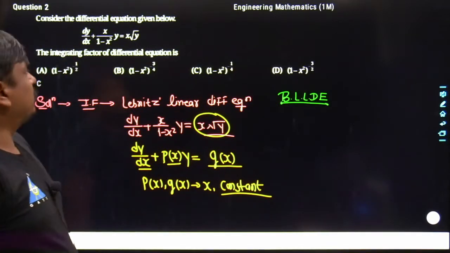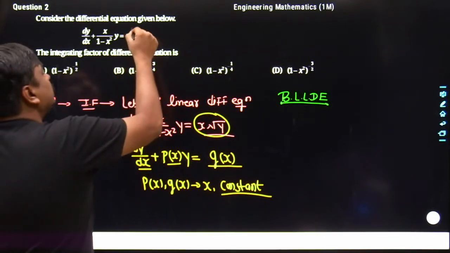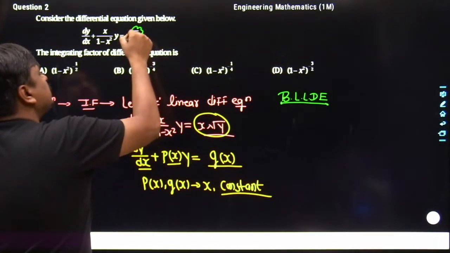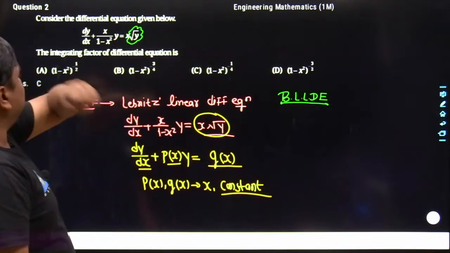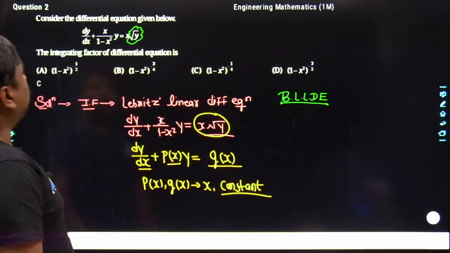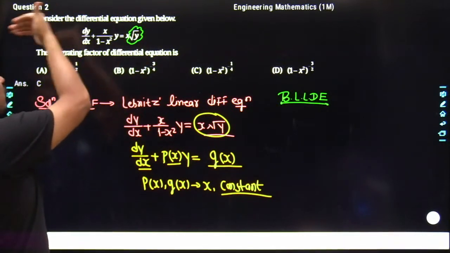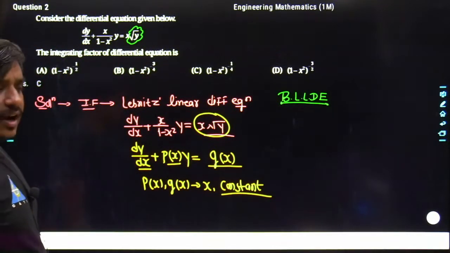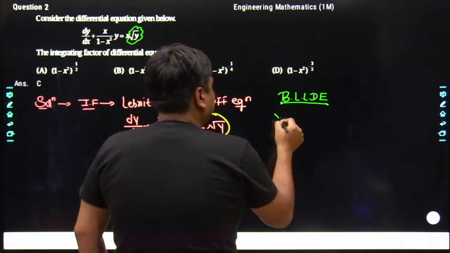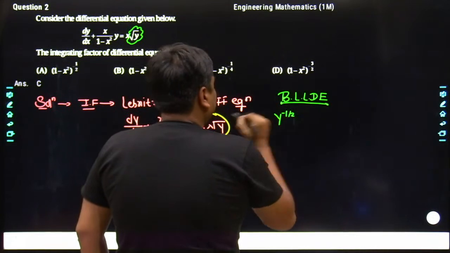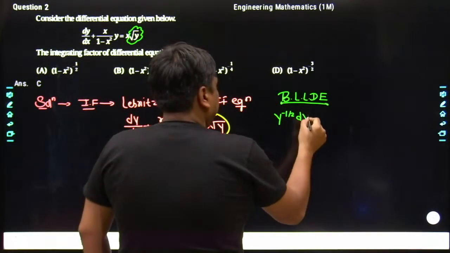May I know what would be your approach? This root y is the factor which is smashing my game. So what I would be doing is snatching this root y out. How is it possible? Just by dividing by root y on the left hand side as well as the right hand side. So root y has been divided on both sides. Here it becomes y to the power of minus 1/2 dy/dx.